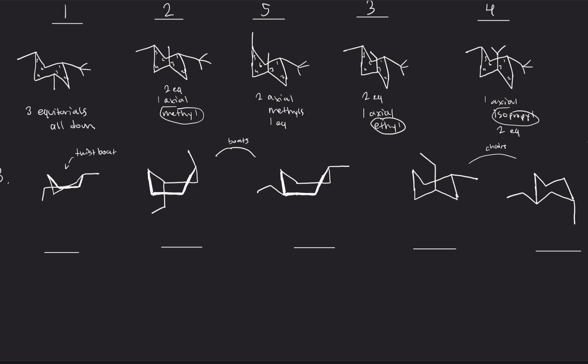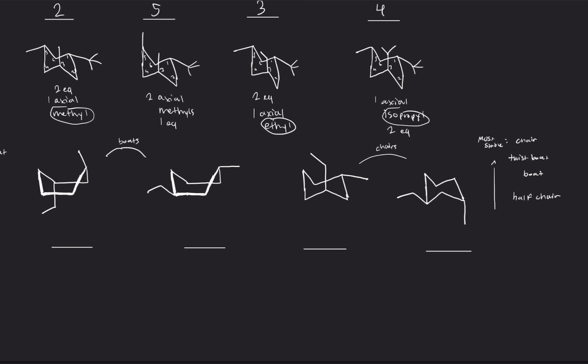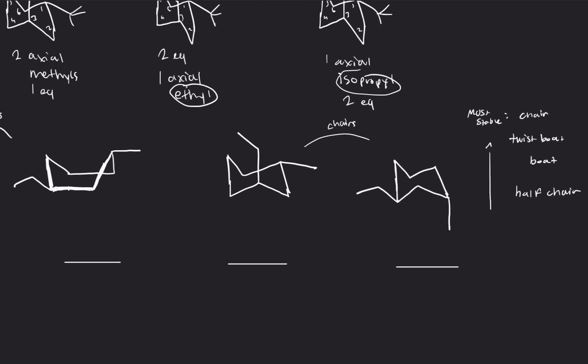Okay, so right off the bat, we know our chairs are the most stable. So we can look at these two. I see I have an ethyl on an axial position here, and this is equatorial. On the right one, I have an equatorial ethyl, but I have an axial methyl. Right, so which one's more stable? Because ethyl is bigger than methyl, we would want the ethyl to be on an equatorial position. So this would actually be more stable, and then this would be the second most stable.